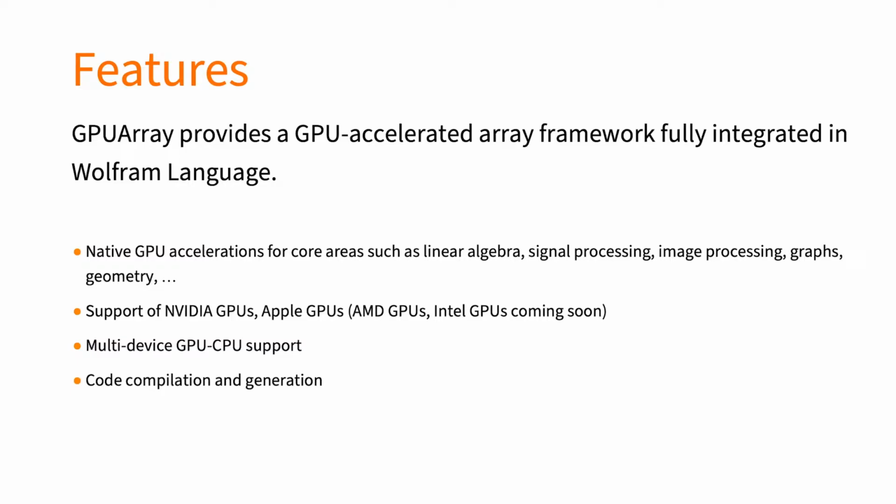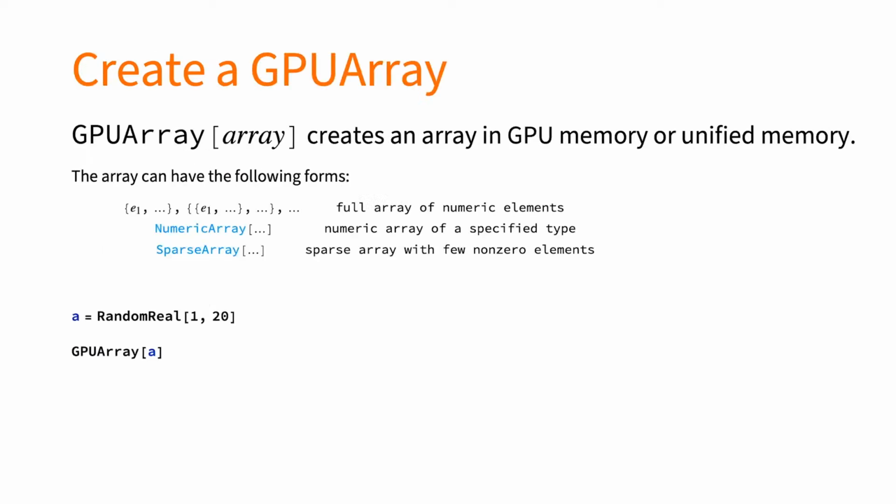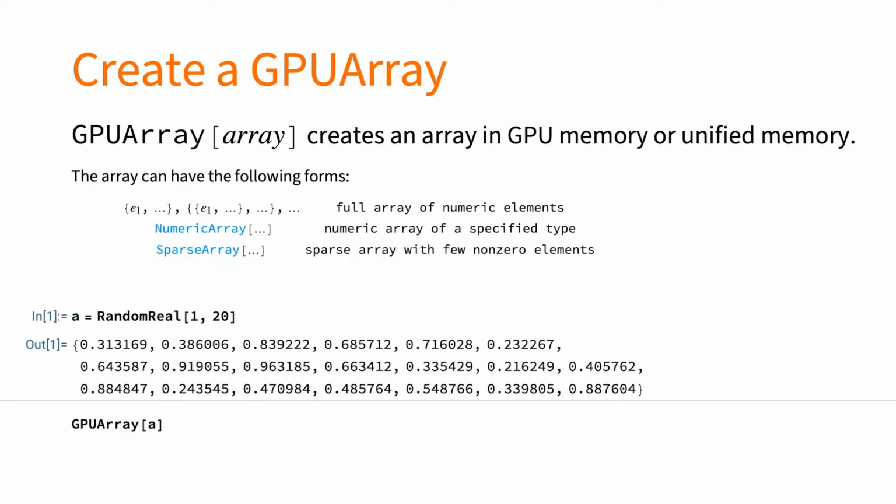Furthermore, you have the option to compile and generate native code for your GPU or CPU, further enhancing the efficiency of your computations. Let us explore the functionality of GPUArray. To create an array in the GPU memory from an existing array, you simply provide it as an argument to GPUArray. You can also use NumericArray to specify the data type, for example, a 64-bit integer array or single precision or double precision real arrays.